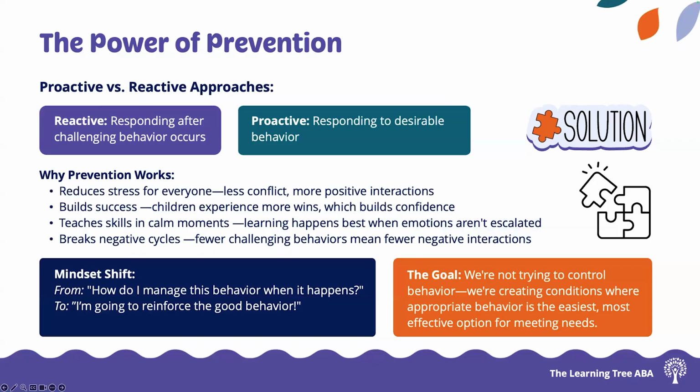The power of prevention. So we're going to go into prevention strategies. We're going to start with being proactive. This is one of the most important strategies we can use in ABA. Reactive is responding to those challenging behaviors after the behaviors occur. So this is typically how society teaches us to respond. Like, stop, don't touch that.